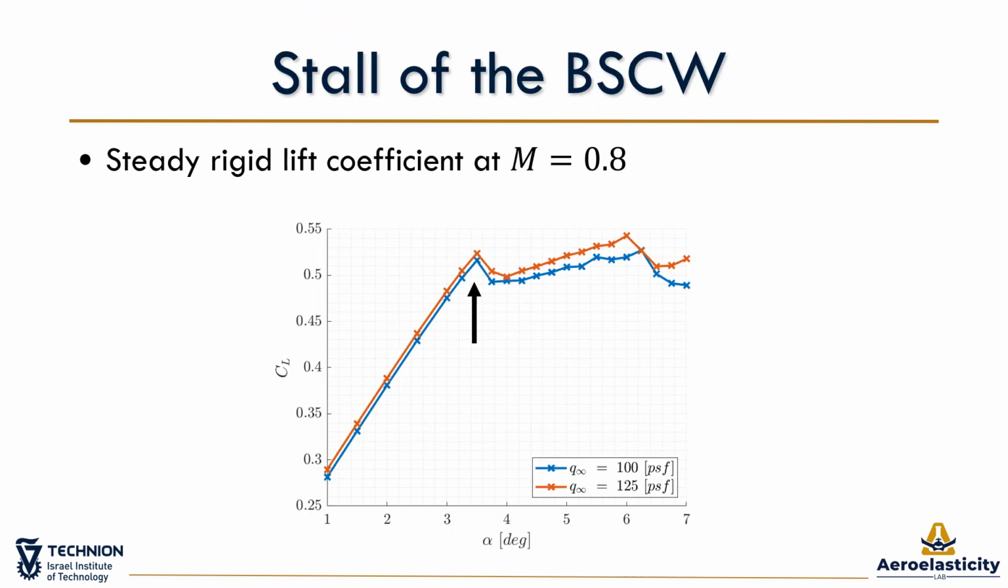We start with the identification of the stall angle of attack for the BSCW configuration at Mach 0.8. We show here the steady lift coefficient of the BSCW at Mach 0.8 for the rigid configuration at two different dynamic pressure values that differ slightly in the Reynolds number, which is the source of the difference between the two curves. The linear trend breaks between 3 degrees and 4 degrees angle of attack. So, all the simulated aeroelastic responses at 5 degrees angle of attack and Mach 0.8 are practically at stall conditions.